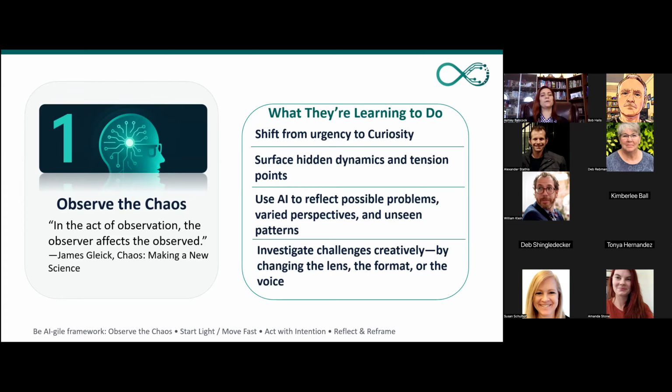All right, so step 1 is observe the chaos. In the act of observation, the observer affects the observed. So what we're trying to do here is before you leap into action, you need to see what's happening. What's not working, what's shifting. So this is where we really want the student to start to think and shift from urgency to curiosity, right?